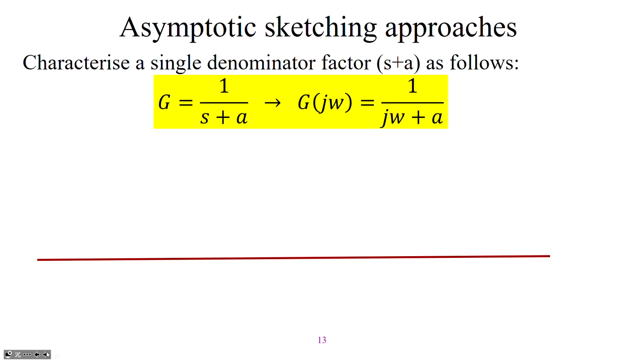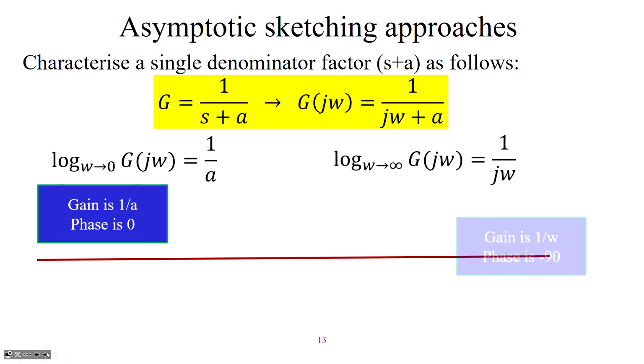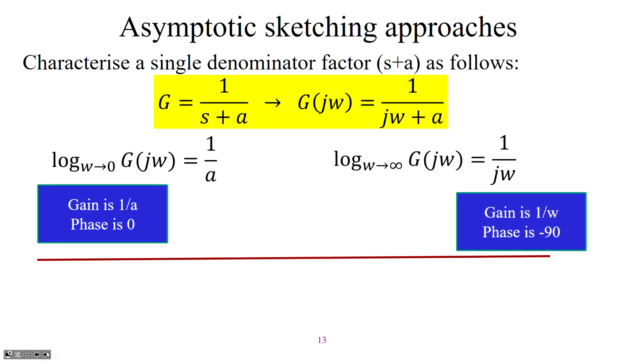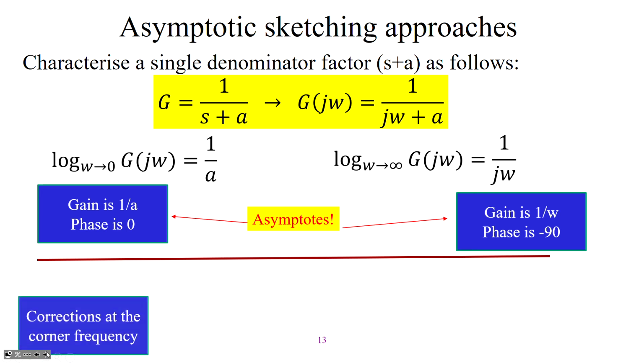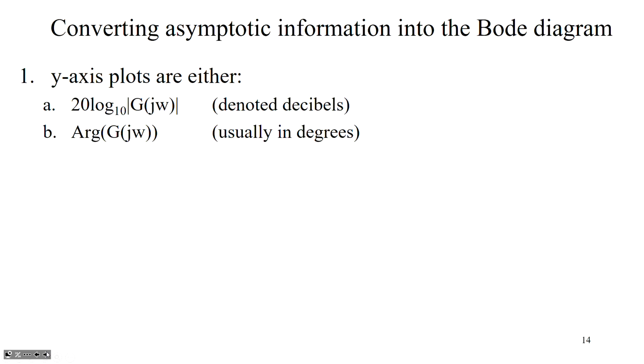What about a different factor? Here you see I've put the factor in the denominator, so I've got 1 over j omega plus a. Again, as omega goes to 0, the gain is 1 over a, and the phase is 0. As omega goes to infinity, the gain is 1 over omega, and the phase is minus 90. So again, the asymptotic information is very clear, and I can do some corrections at the corner frequency. If omega is a, the gain is 1 over a√2, and the phase is minus 45. So all these values I can understand in advance.